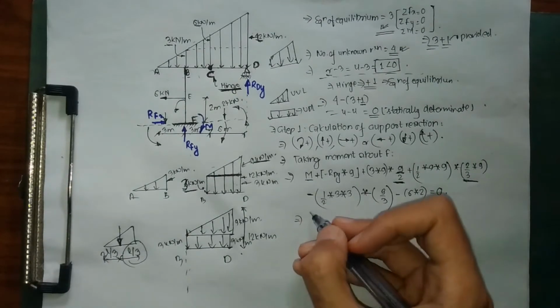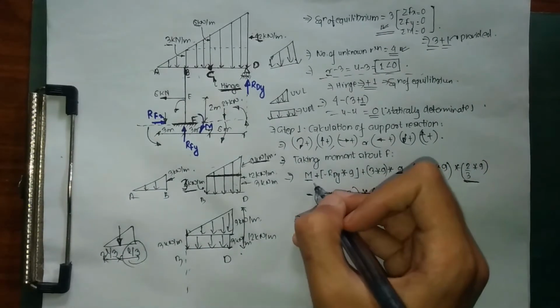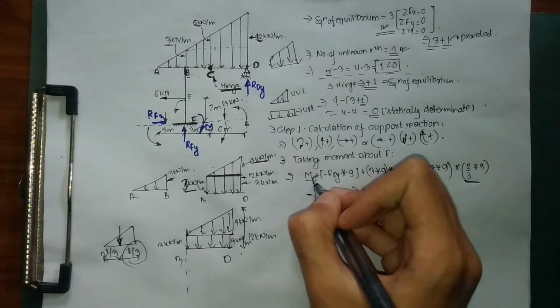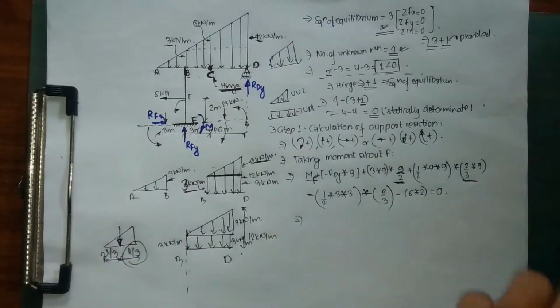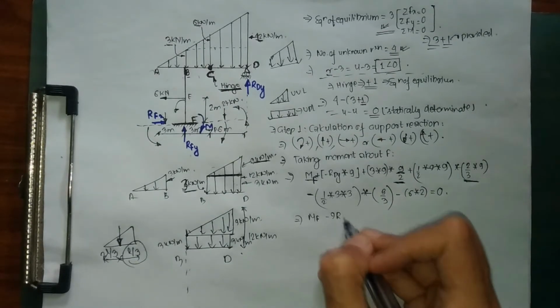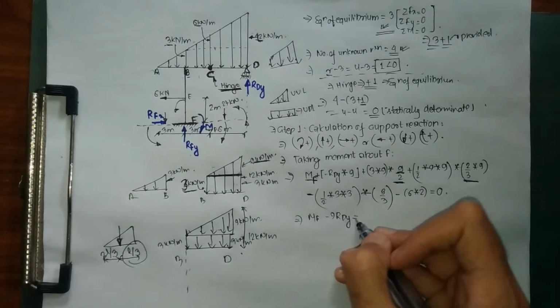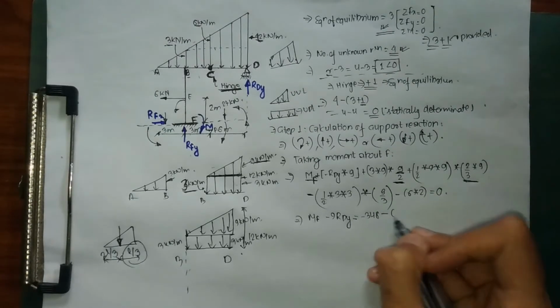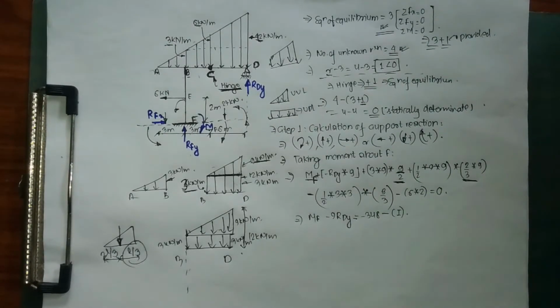So now I am going to get a certain equation. Let me name this MF, which means moment about F. We can simply write M or MF. So MF minus 9 RDY. If I solve all this, I am going to get my value of minus 340. It's going to be my equation first.